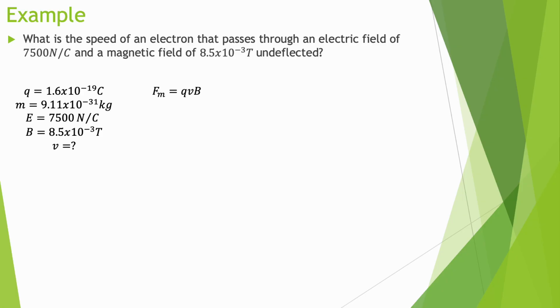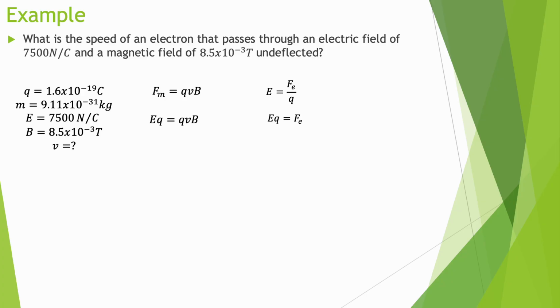We know our force magnetic is equal to our charge times our speed times our magnetic field, while our electric field is equal to our force electrostatic divided by our charge, which if we rearrange that, our force electrostatic is equal to our field times our charge. Now our forces must be equal to each other for it to be undeflected, so we can say our EQ equals QVB.